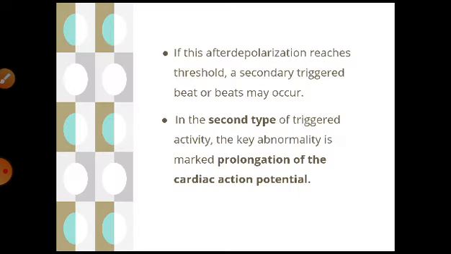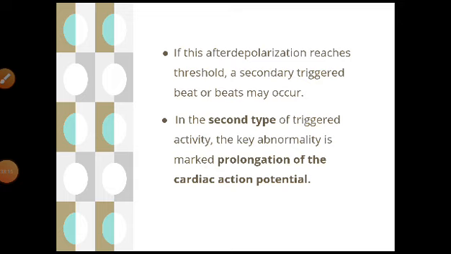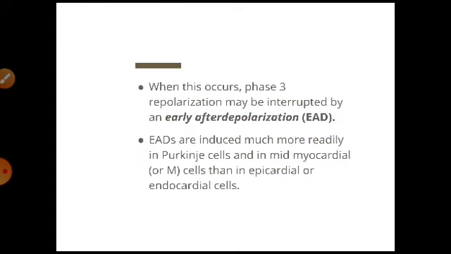So if this afterdepolarization reaches the threshold, a secondary triggered beat or beats may occur. In this second type of triggered activity, the key abnormality is marked prolongation of the cardiac action potential. In the second condition, what happens? The action potential which has been generated is prolonged, right? It's for a little longer period, right? What you have seen in the case of delayed.